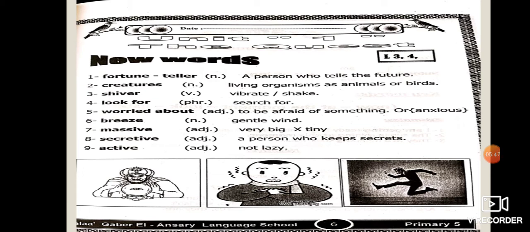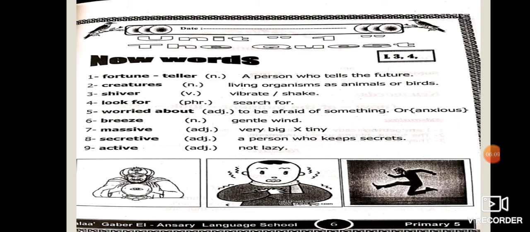Number 7, we know it, of course. Massive. It's an adjective which means very big or huge. The pyramids are massive. The mountain is massive. Massive means very big or huge.